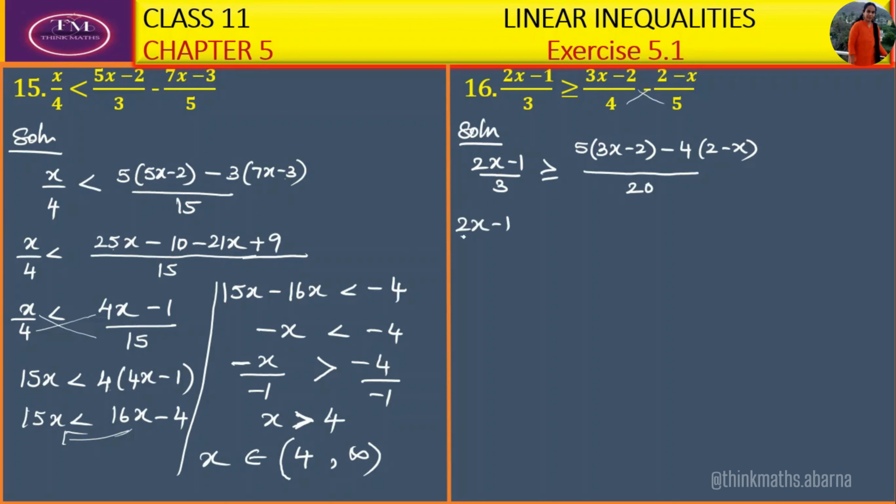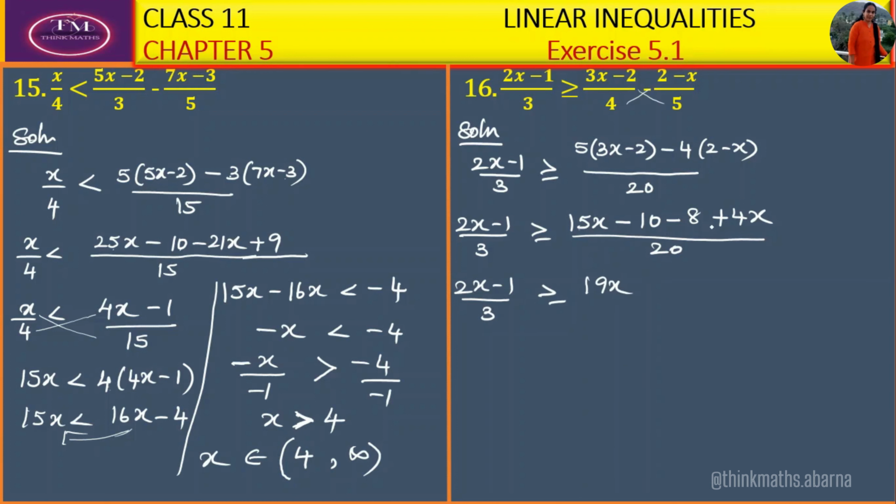So (2x - 1)/3 greater than or equal to, now multiply the numerator: 5 into 3, 15x minus 5 into 2, 10, minus 4 into 2 is 8, minus 4 into minus x is plus 4x, divided by 20. So write this as such. What is 15x plus 4x? It is 19x, minus 10 minus 8 is minus 18, divided by 20. Okay, now we have simplified both the left side and the right side.